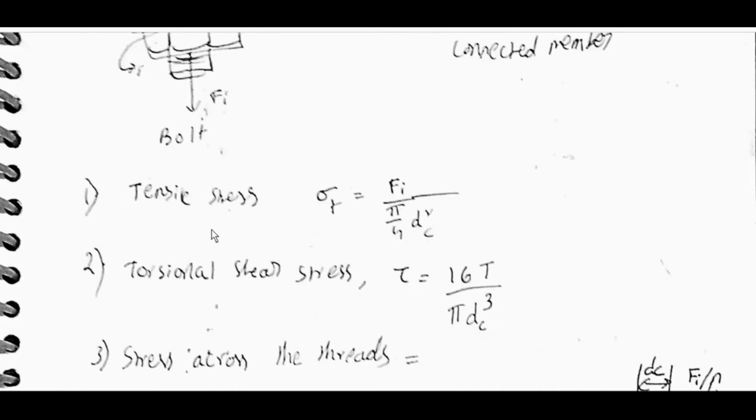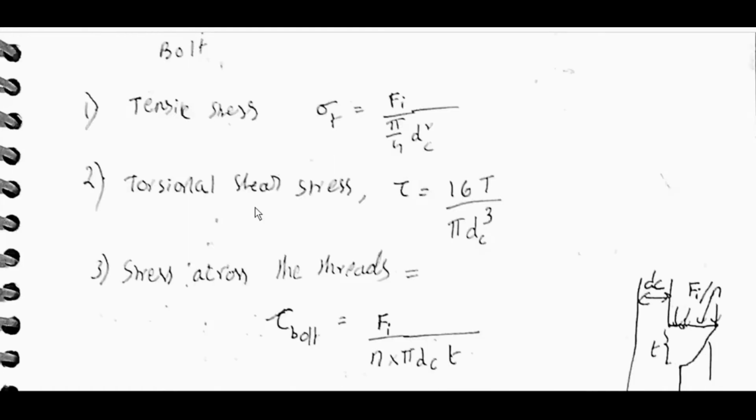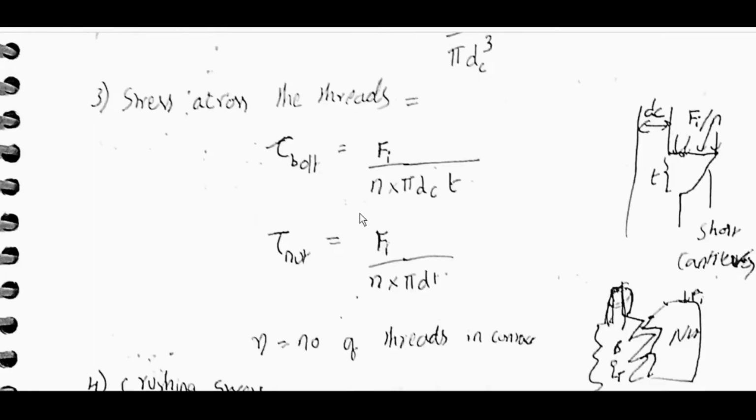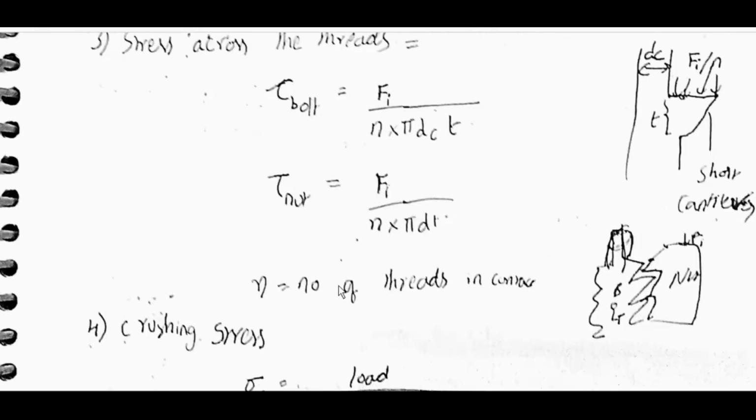Tensile stress sigma T is equal to Fi by pi by 4 dc square. Torsional shear stress tau is equal to 16T by pi dc cube. Stress across threads, tau bolt is equal to Fi by pi dc t. Tau nut is equal to Fi by pi d t. N is equal to number of threads in contact.